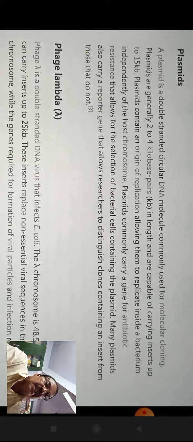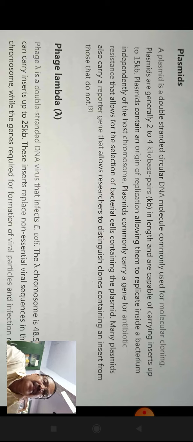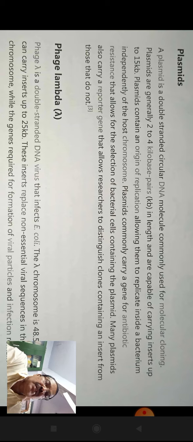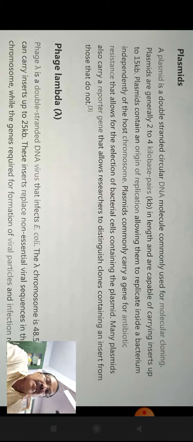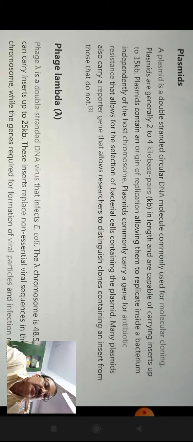Plasmids commonly carry a gene for antibiotic resistance that allows for the selection of bacterial cells containing the plasmid. Many plasmids also carry a reporter gene that allows researchers to distinguish clones containing an insert from those that do not.